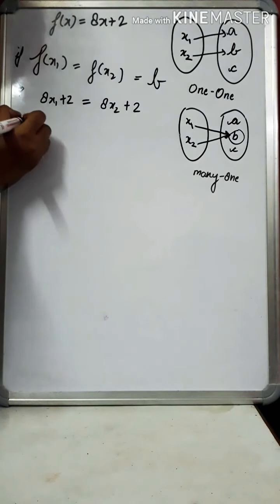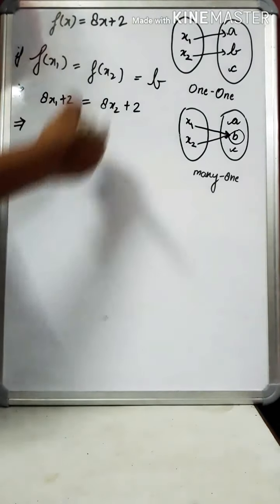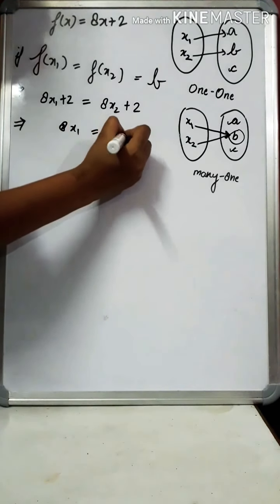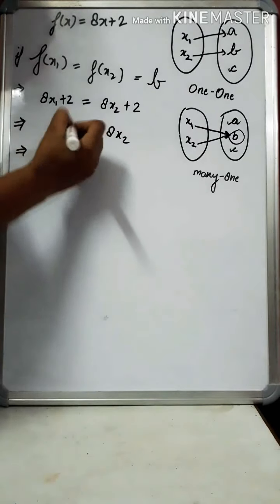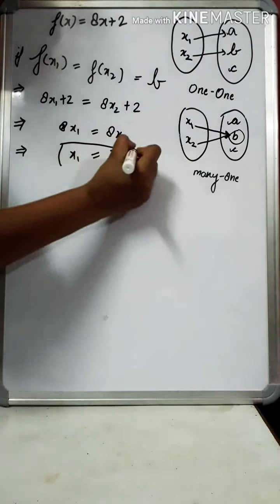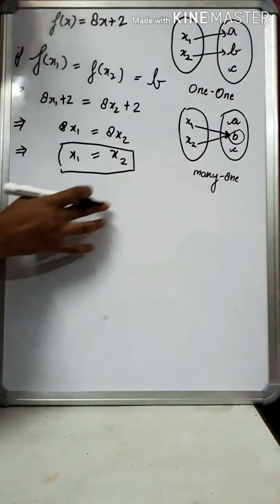Now let us cancel out whatever we can. First we will cancel out 2. We will get 8x1 is equal to 8x2. Now if we cancel out 8, we will get x1 is equal to x2. So this is the final conclusion that we got when we assume that our mapping is many-one.